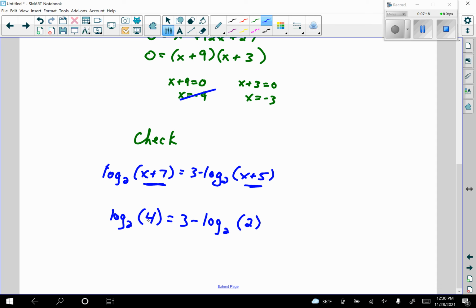And we could take this further. Log base 2 of 4, that means 2 to what power is 4? That's going to be 2. And then we get a 3. Log base 2 of 2 will give us a 1. And 2 is equal to 3 minus 1. So x equals 3 is our solution.